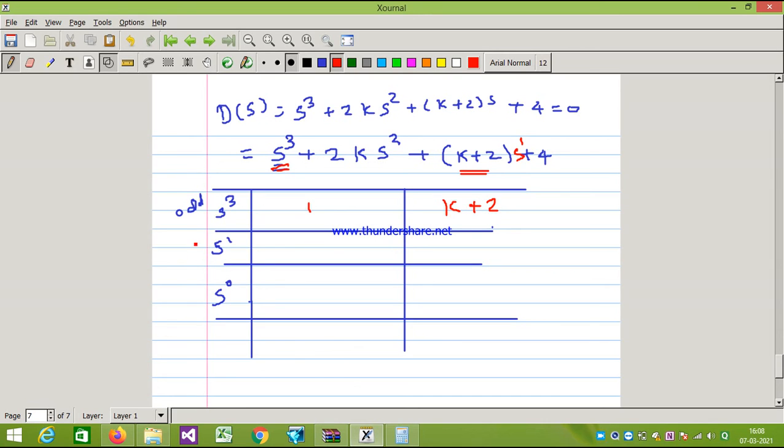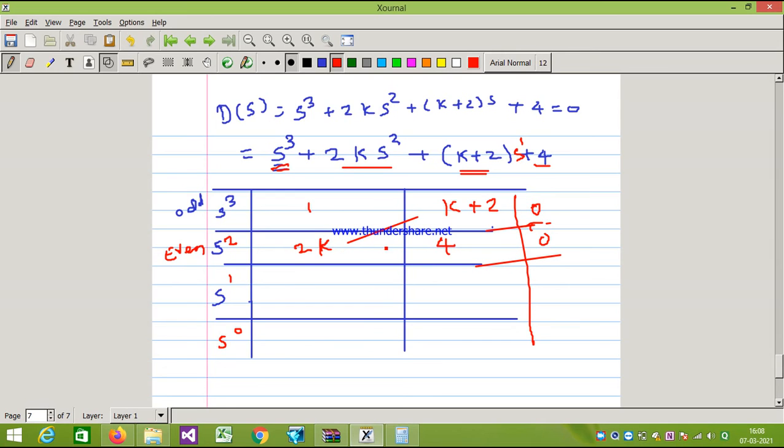Then I think this is s square, this is 1, and this is s raised to 0. So this is the even one. So what is the even? That means this is even and 4 is even. So 2k. We are taking only the coefficients, right? Okay. Now what is the next step?